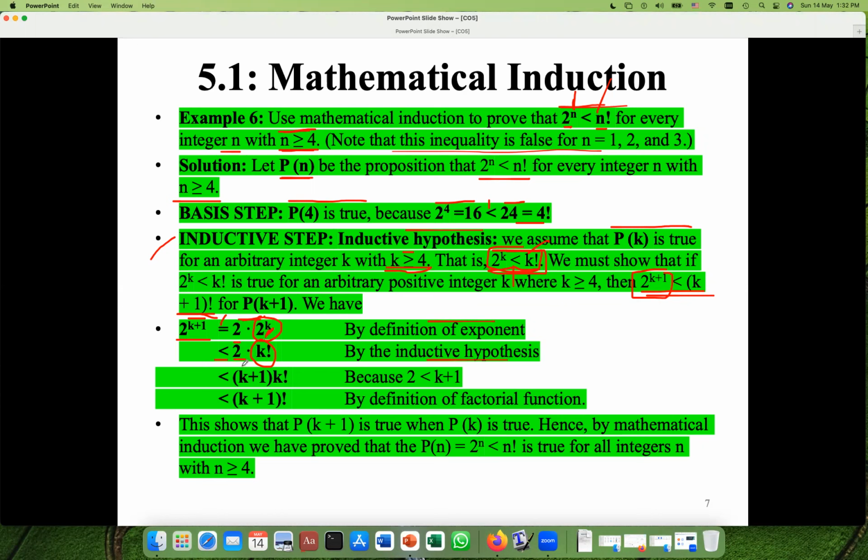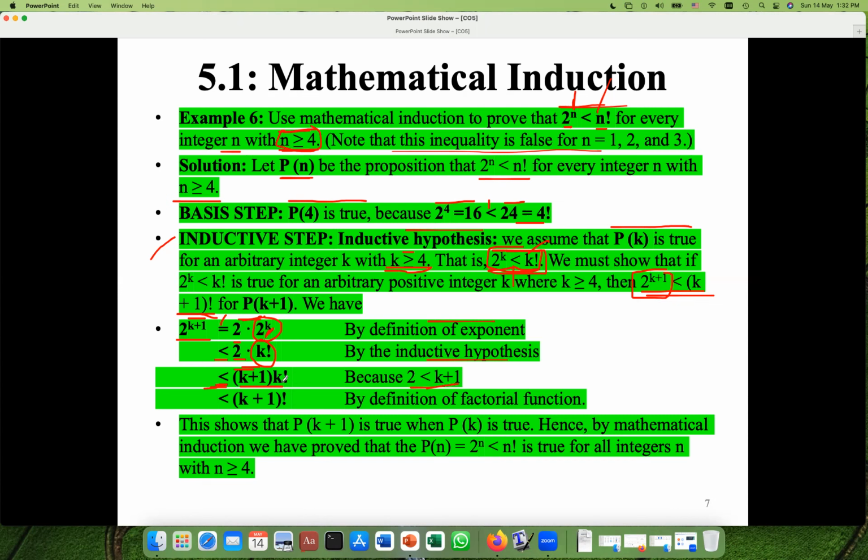And now this is the definition: if you have, for example, this is k plus 1, the next number, and this is k factorial. For example, if you have 4 factorial, which is 24, and you multiply it with 5, the next number, what you will get? 120, which is the factorial of 5. For example, the result of 4 factorial is 24.